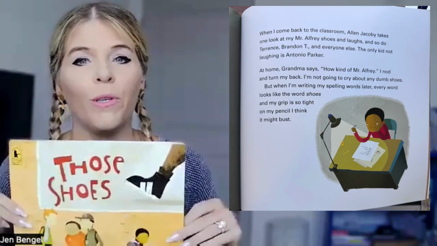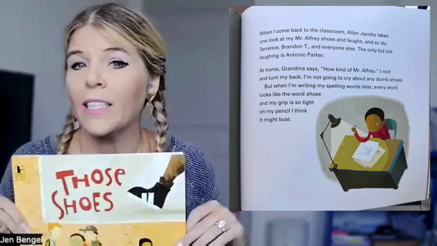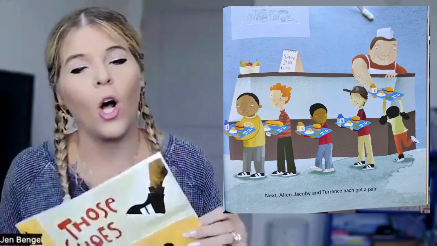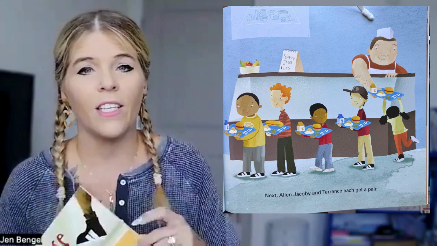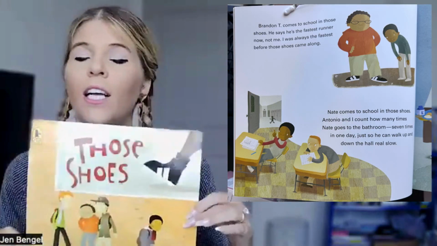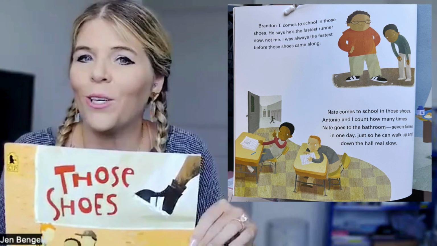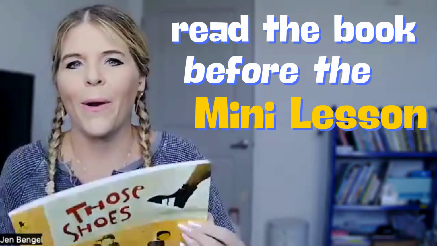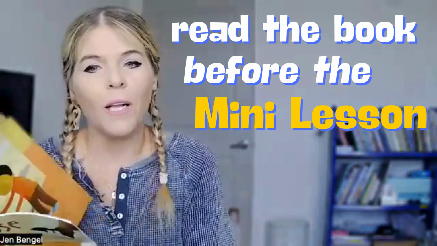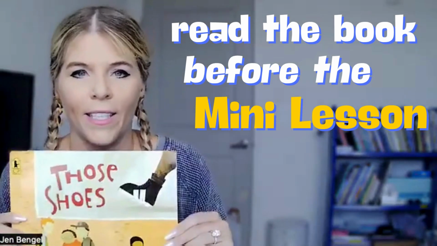I'll read this book before I start the mini lesson. Maybe I read it the day before at the end of the day. So then all I have to do when I start the mini lesson and I show the kids the statement on the anchor chart is hold up the book and say, you remember when we read Those Shoes? It could have been the day before, it could have been the week before. Kids remember. And I might just retell a little bit of the story to get them back into it.